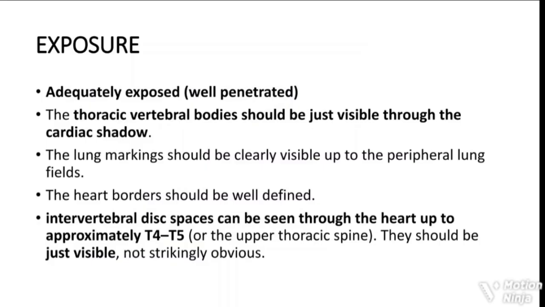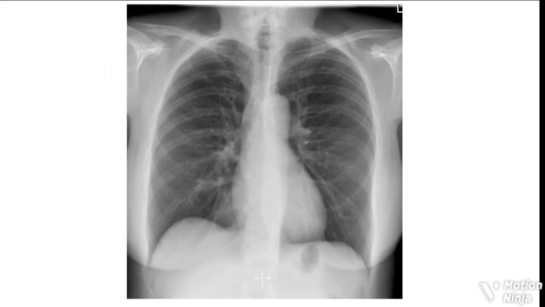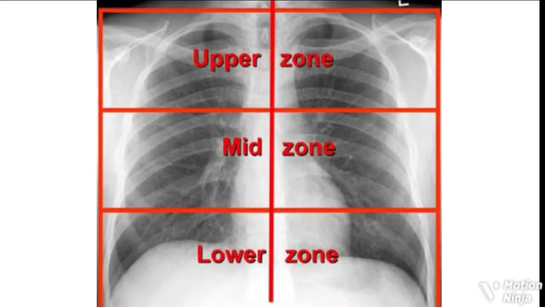Now coming to exposure, to say a film is adequately exposed, the thoracic vertebrae should be just visible through the cardiac shadow. The lung markings should be clearly visible up to the peripheral lung fields. The heart borders should be well defined. And it is said that you can see the intervertebral disc spaces up to the T4, T5 vertebra, not very clearly, but through the cardiac shadow. So that is when you say that the exposure is adequate. So that's an adequately exposed film.